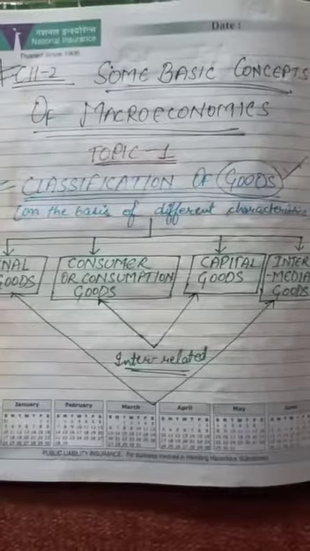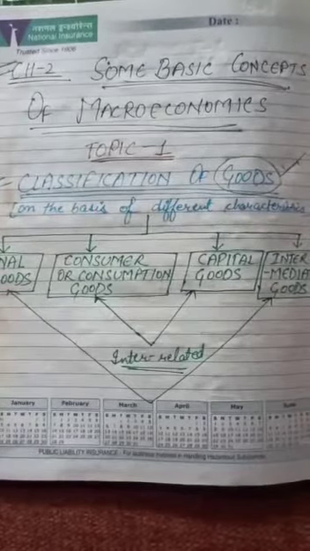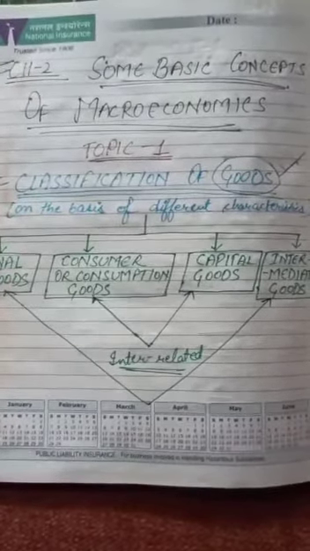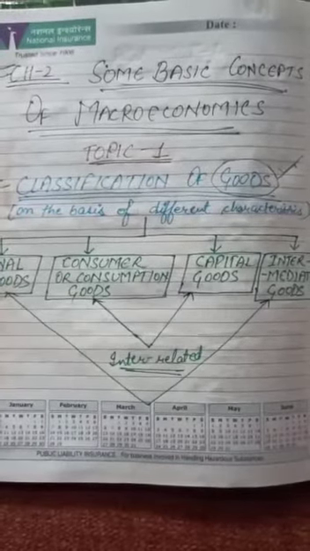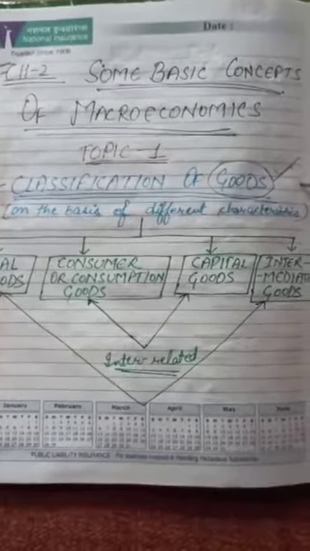Good morning, students. Today, I, Ankita, am going to start with your next chapter, that is chapter number 2, some basic concepts of macroeconomics. So, today we are going to start with topic number 1 of your chapter 2, that is the classification of goods.